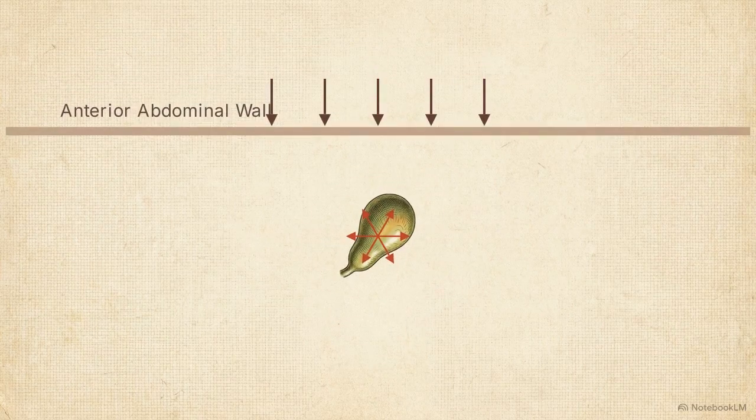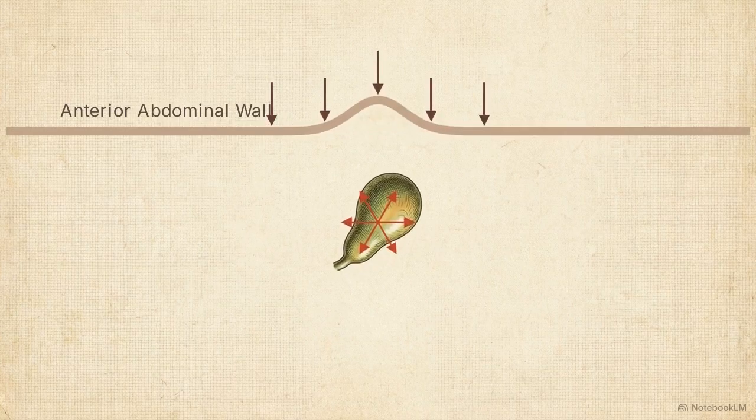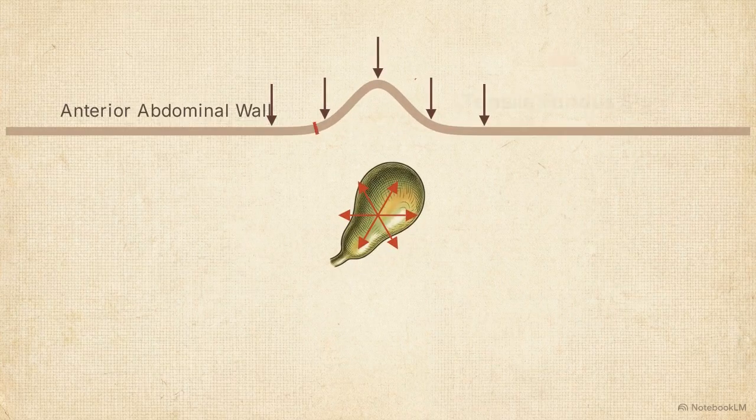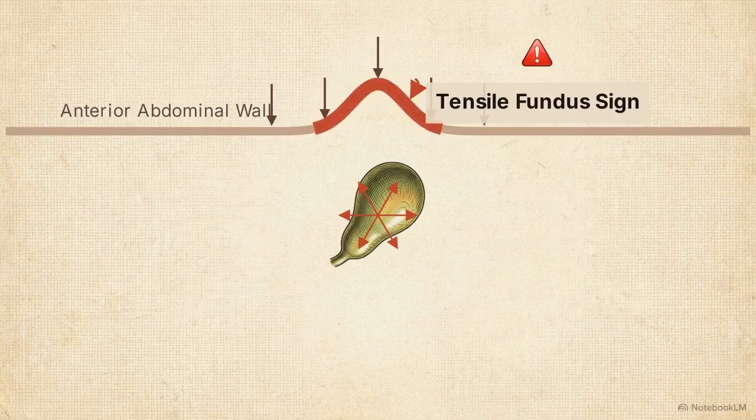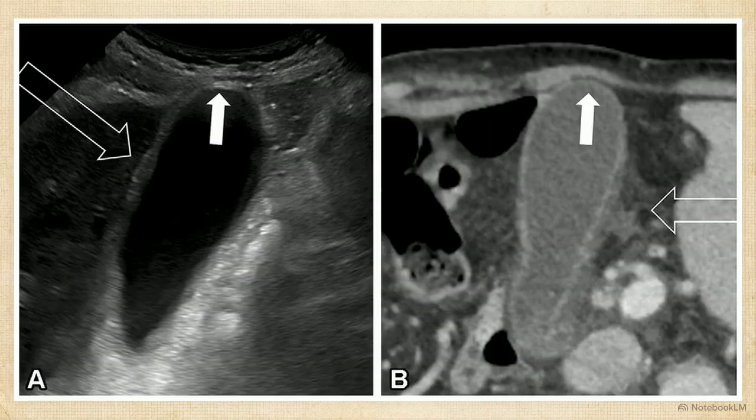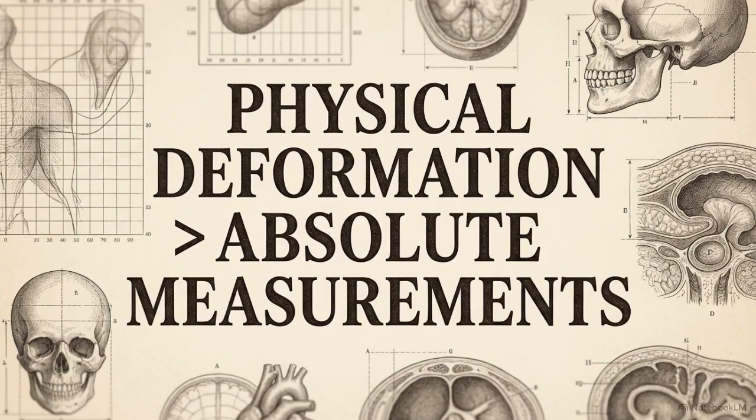This tension eventually overpowers the downward resistance of the anterior abdominal wall, creating a distinct outward deformation known as the tensile fundus sign. In this ultrasound, you can see the dilated gallbladder physically pushing the straight line of the anterior abdominal wall outward. This bulge is an objective physical event. An axial CT slice of the same patient confirms the exact same mass effect deforming the abdominal wall boundary.